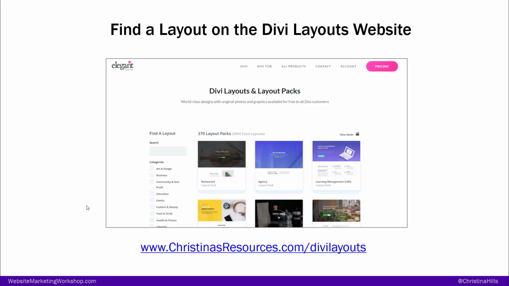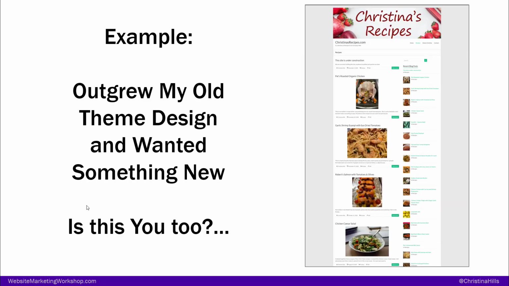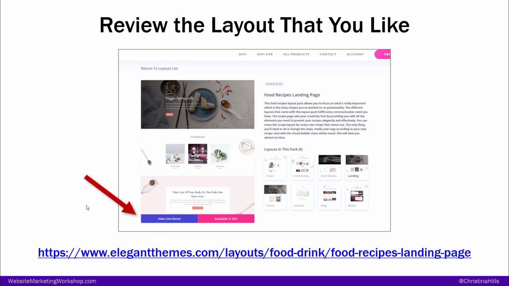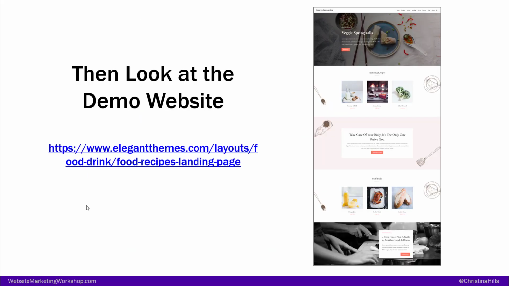So the process is, whether you're building a new site or you're replacing a site like I did here with christinasrecipes.com, you find a layout. christinasresources.com/Divi layouts. And on this, I found this food recipe landing page. So I'm walking you through the high-level process. You find a design you like, then you look at the demo website, and I will walk you through this.